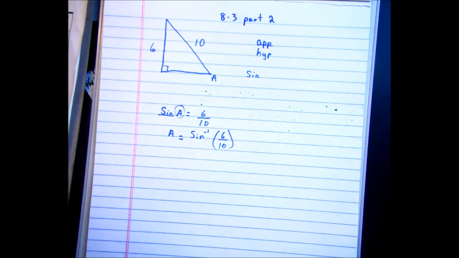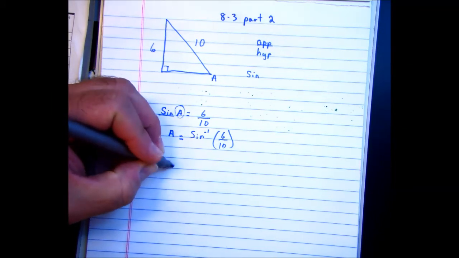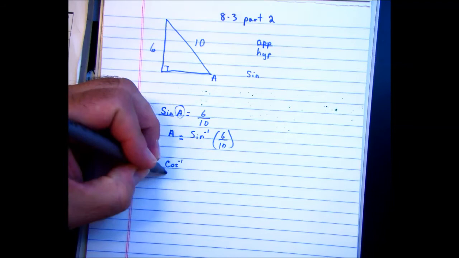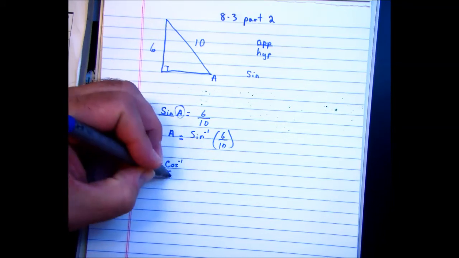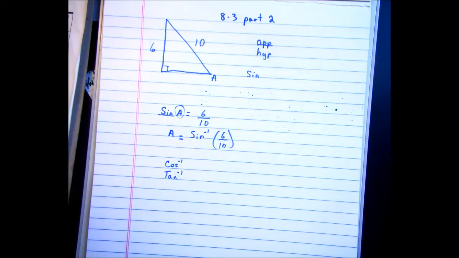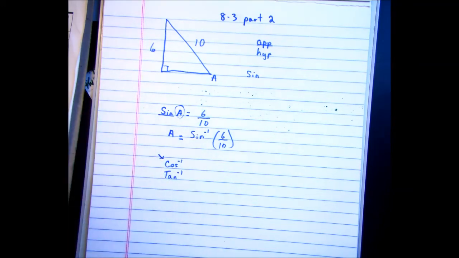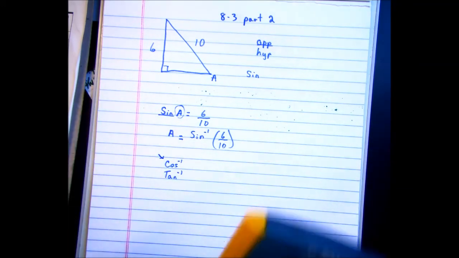Sine, cosine, and tangent are all the same way. You have sine and inverse sine, you have cosine and inverse cosine, and you have tangent and inverse tangent. You only use these inverse functions if you're looking for the angle measurement. Now, let's do it on the calculator.